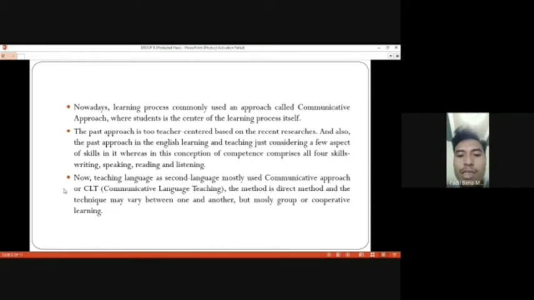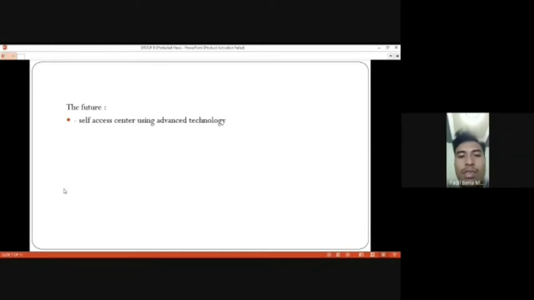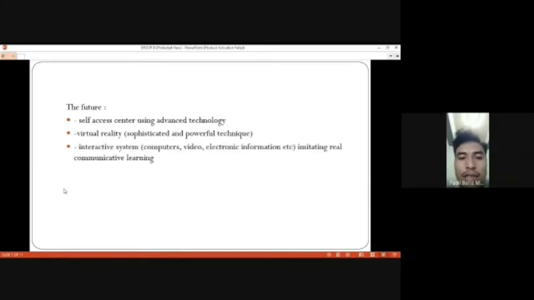Now, teaching language as a second language mostly uses the communicative approach or CLT, communicative language teaching. The method is the direct method and the technique may vary from one to another, but mostly group or cooperative learning. The next is the approach, methods, and techniques in the future. First, self-access centers using advanced technology; second, virtual reality, sophisticated and powerful technique; and the third, interactive systems, including computers, video, electronic information, etc., imitating real communicative learning.